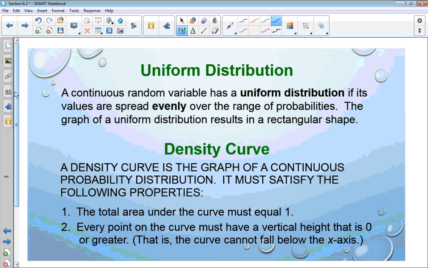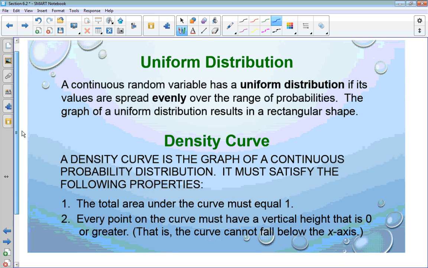So we also have something called a uniform distribution. A uniform distribution is where there really isn't any change or very little change in the values. They're evenly spread over all the probabilities. For example, if I roll a die, each side of the die has a 1/6 chance of being the number that's rolled. So I would have a uniform distribution with the numbers 1, 2, 3, 4, 5, or 6, and they would all have the same probability of 1/6.